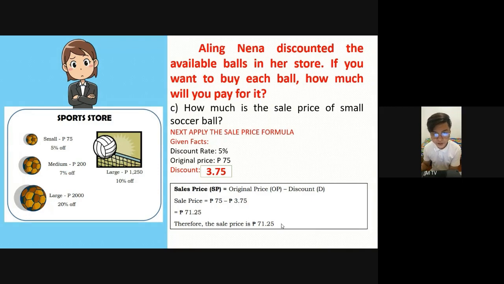71.25 pesos. Ang na-discount mo ay 3.75. Ang sale price niya ngayon, from 75 pesos, naging 71.25 na lang siya. So, nakatipid ka ng 3.75 pesos. Discount meaning kung magkano yung matitipid mo or kung magkano yung mababawas sa'yo doon sa binibili mong item.